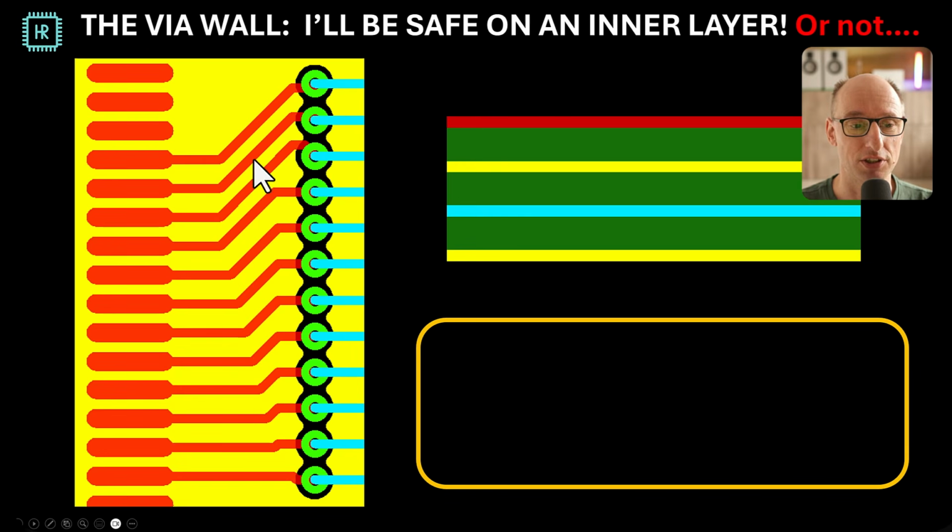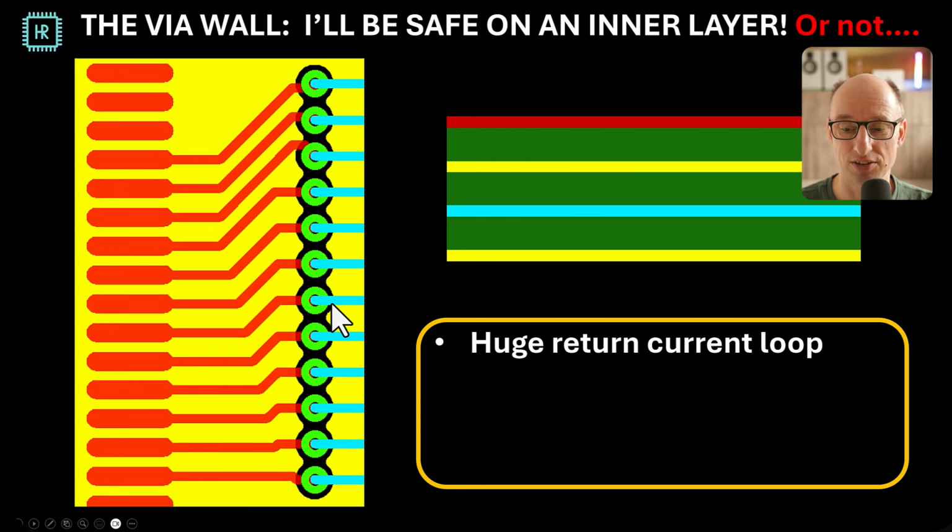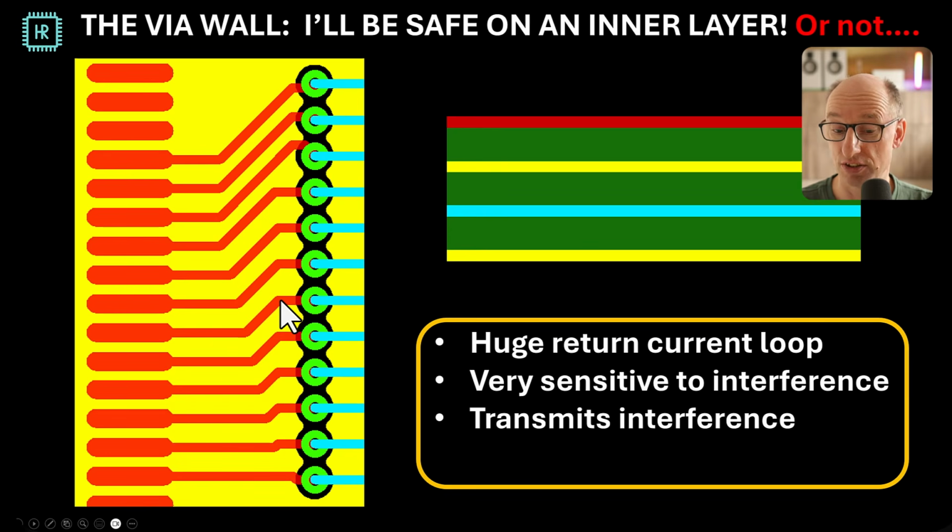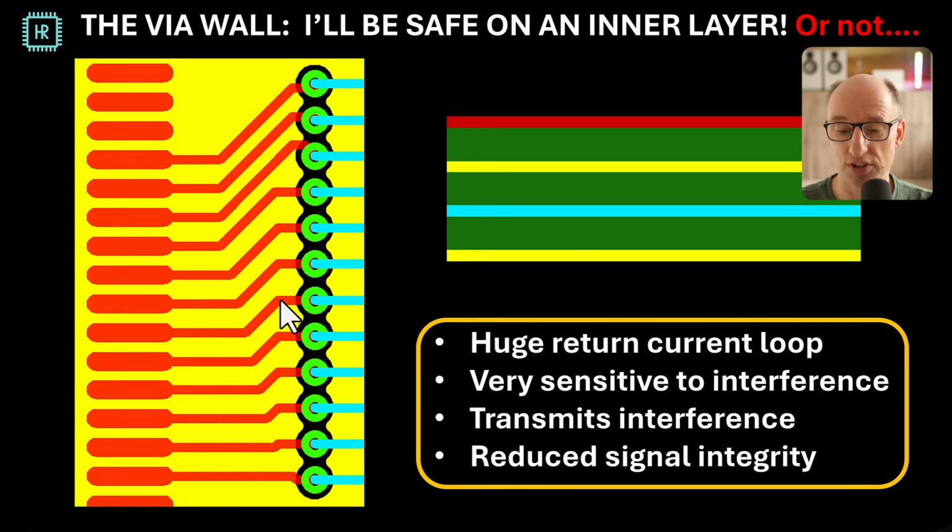So what's going on here? You have a data bus, and you need to move this data bus from a top layer to the inner two layer, and you do it like this. But I think you're already starting to see the problem. You've cut up your ground plane basically. So a signal going here, the return current will have to go all the way around on this way or all the way around on that way. So that means the usual stuff. Very sensitive to interference, you're transmitting interference, and your signal integrity is reduced.